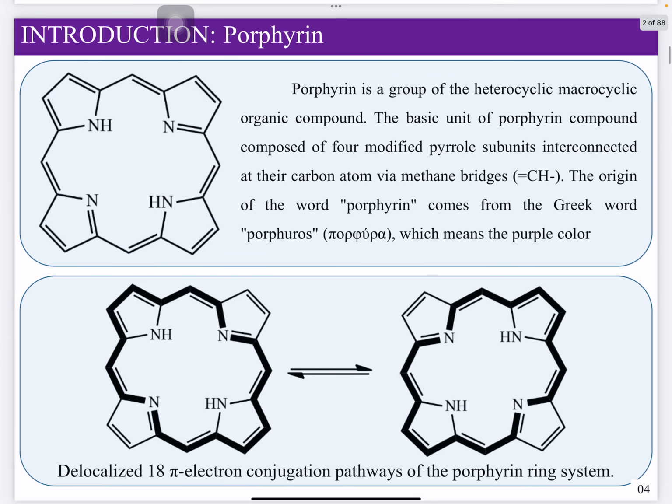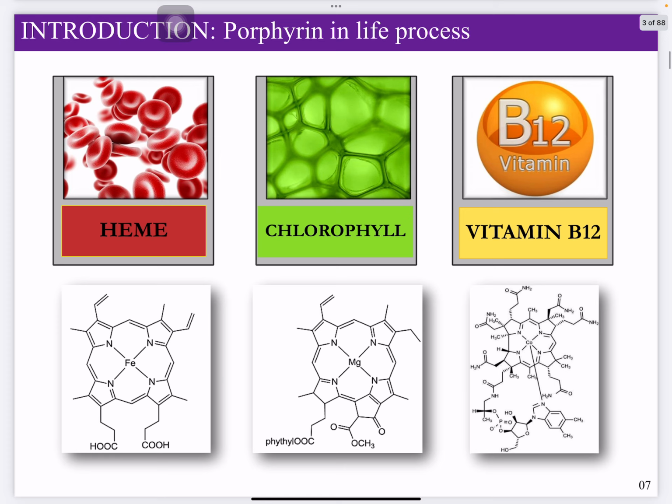So first of all, I would like to present the basic information about porphyrin. Porphyrin is a macromolecule. The basic unit of porphyrin is composed of 4 modified pyrroles connected with carbon-methine bridges. Porphyrins found in nature include heme, chlorophyll, and vitamin B12.